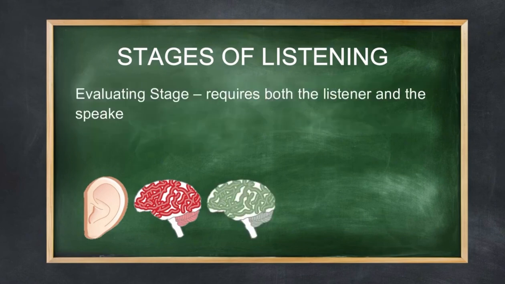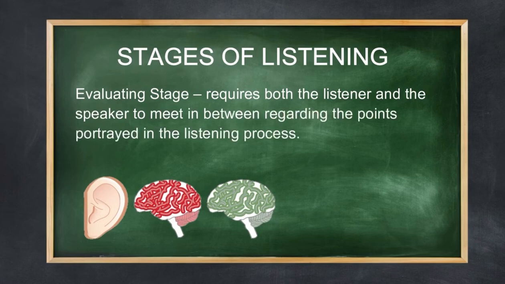3. Evaluating stage requires both the listener and the speaker to meet in between regarding the points portrayed in the listening process. This allows the listener to critically examine the details of the information heard. This provides the time for information segregation.